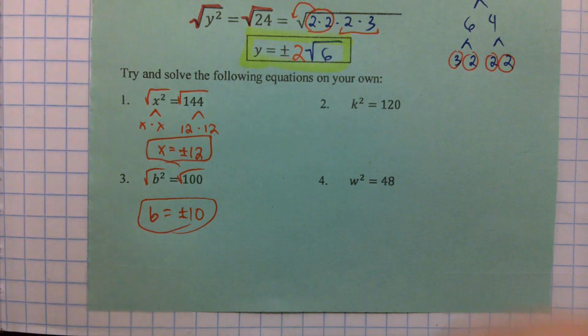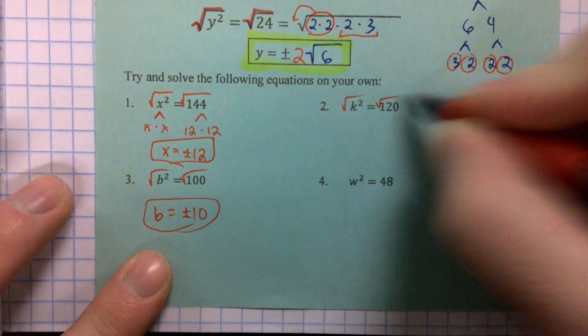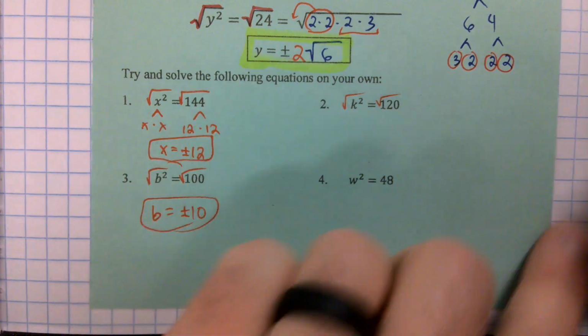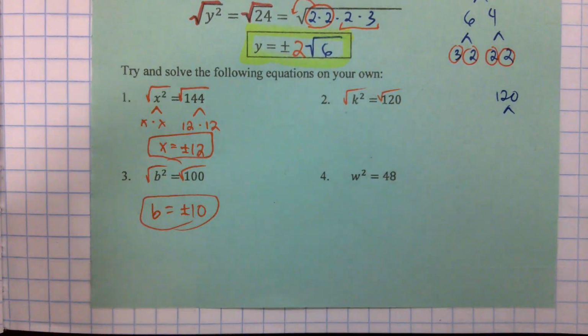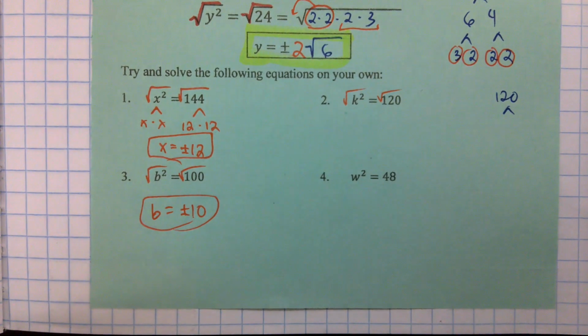So if I've got k squared equals 120, I'm going to take the square root of both sides. Immediately, I want to make a factor tree for 120. What two numbers would multiply to give me 120? That would be adding. I'm looking for multiplying.